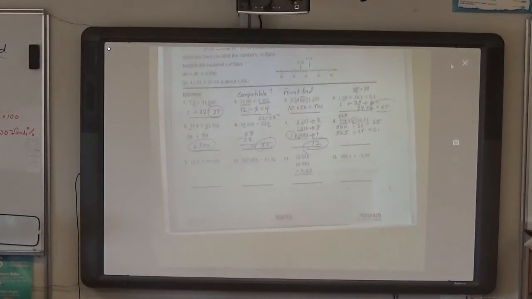Okay? What do we do in the back? So there's some examples how to use estimation to add, subtract, multiply, and divide decimal numbers. Okay? Now you're going to go to the back side and do 1 through 18 on the practice side, okay?